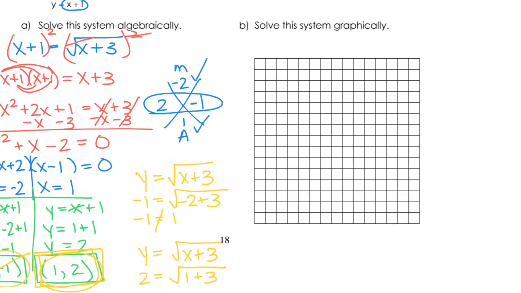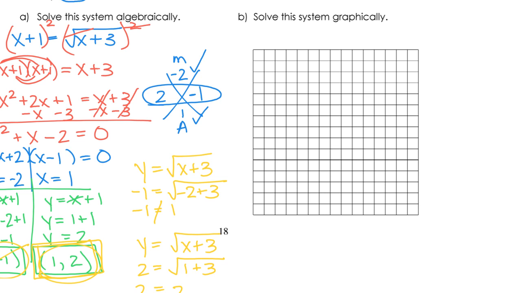And so we're going to graph the system so that we can see what that one solution or intersection point looks like. So if we type in our calculator, under y1 equals the square root of x plus 3, and in y2, we can type in our second equation, which is y equals x plus 1. We can get some points if we look at our table.